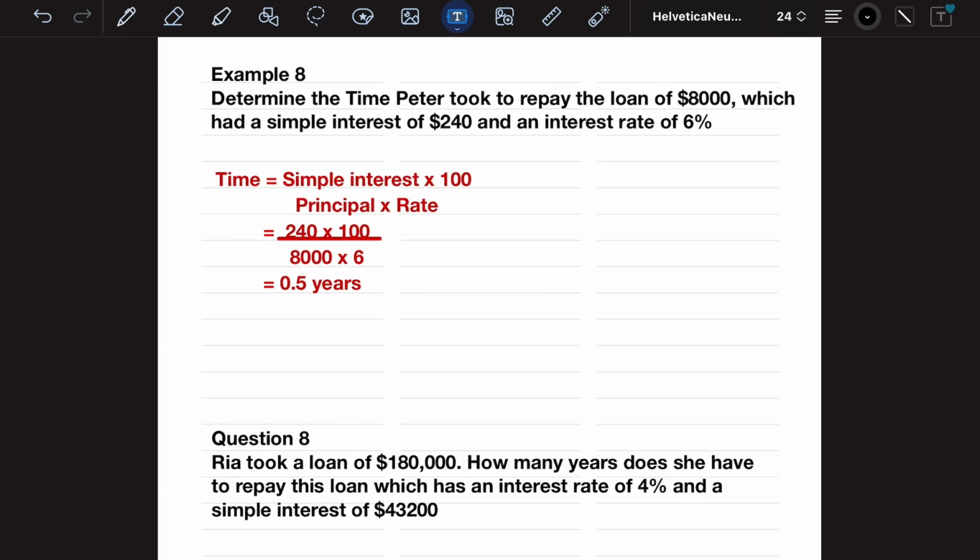Right, so instead of rate, we have time, which is, again, similar in terms of the formula. So we need a simple interest, we need a principal, and we need a rate in order to determine the time. So once we have those things, which we do in this example, we are simply going to plug it into the equation and solve.